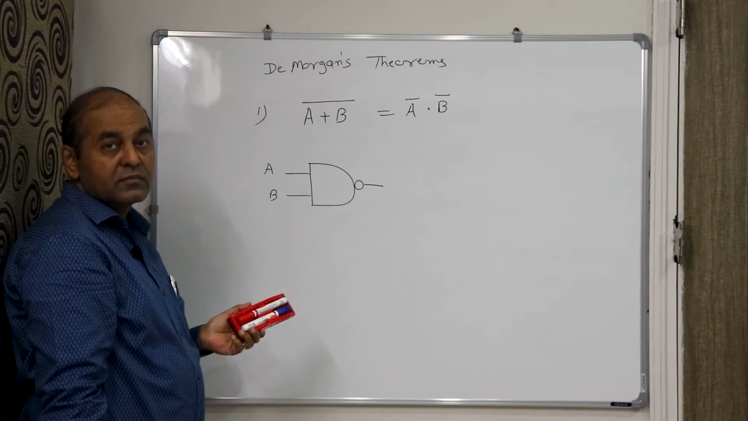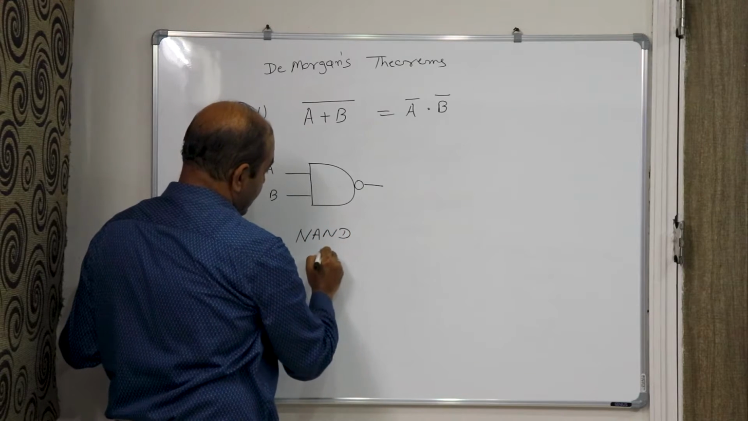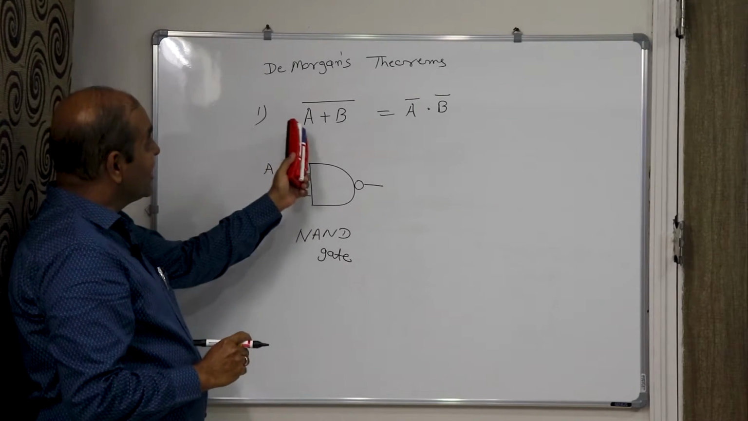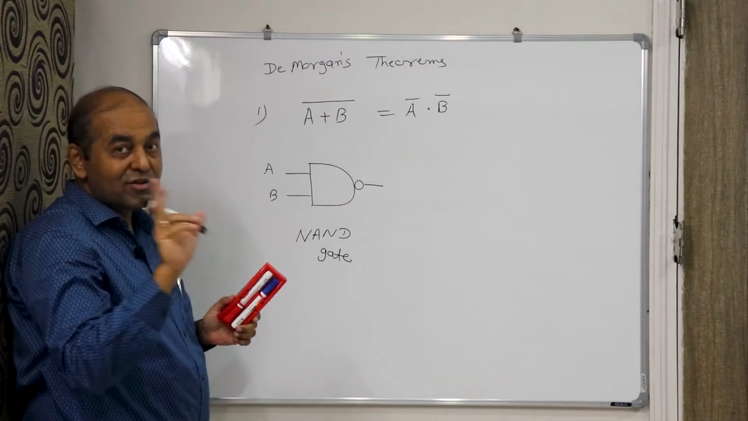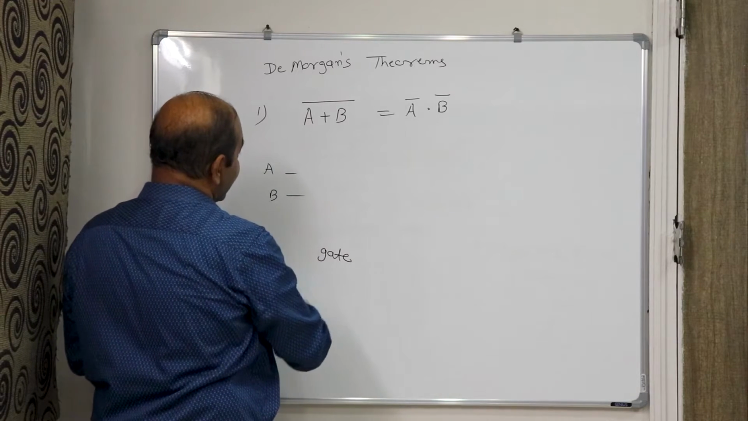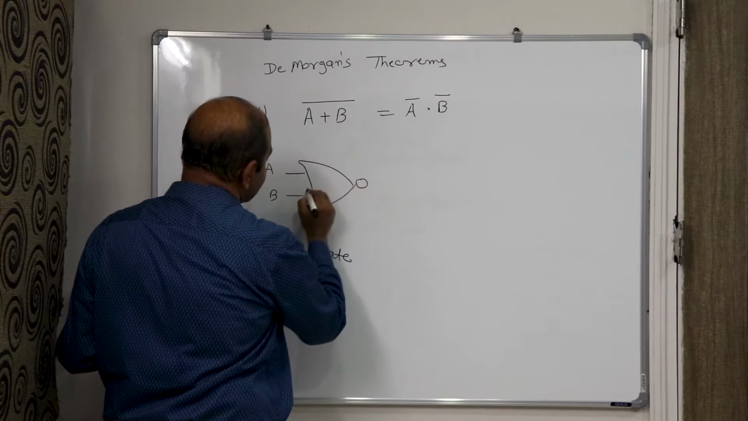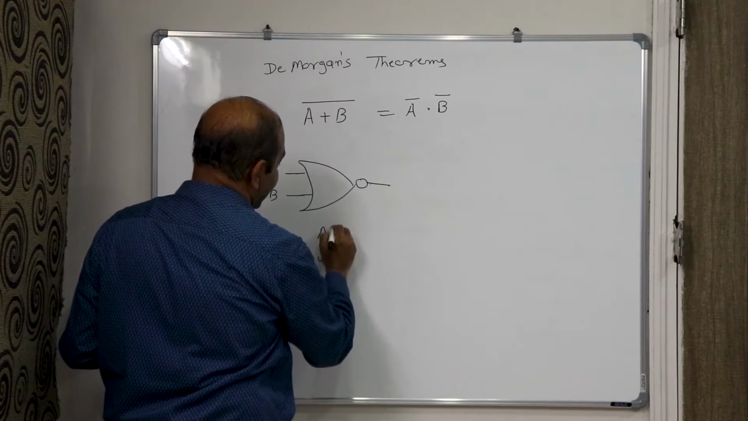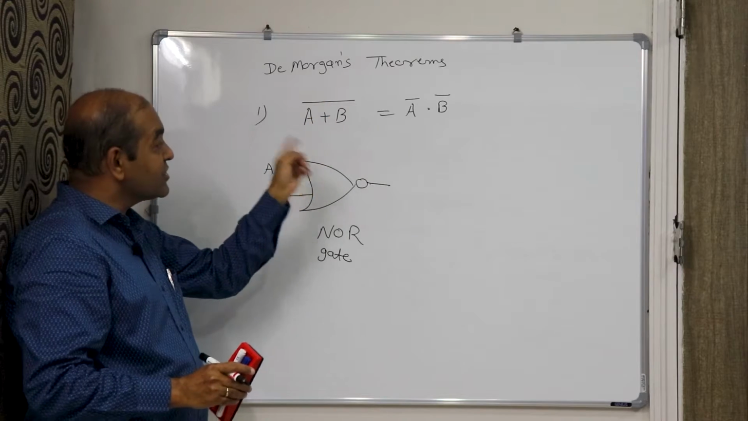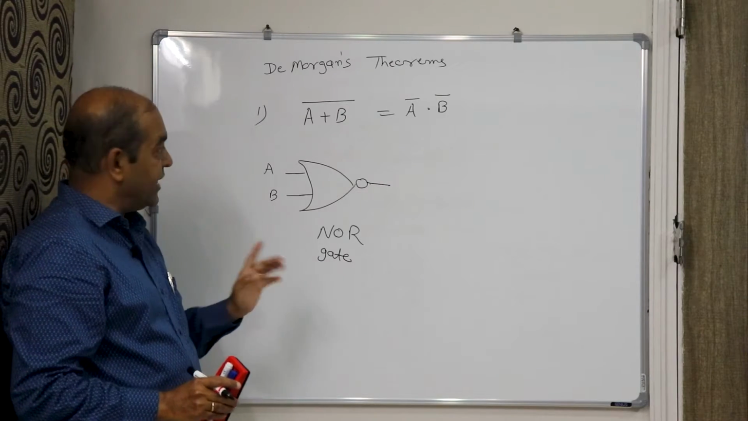This is a symbol of, yes, NAND gate. Wrong. We required (A plus B) whole over bar. So not NAND gate, we required NOR gate. So be alert. This is now your NOR gate. (A plus B) whole over bar, that is NOR gate. (A dot B) whole over bar is a NAND gate. So this is NOR gate.